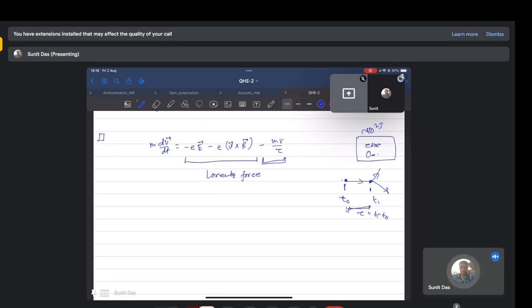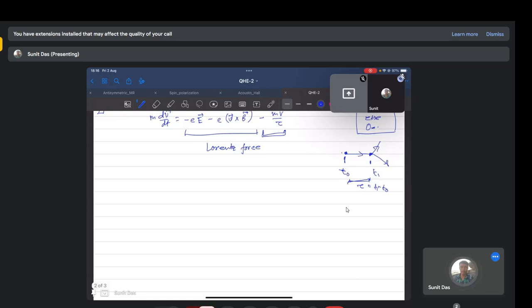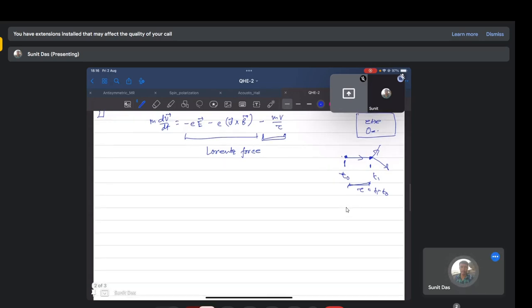Okay, so when we apply electric field and magnetic field, then initially electrons will get accelerated, and then they will also scatter with electrons and ions in the system, and then eventually there will be an equilibrium. So the system will reach an equilibrium situation where there will be no acceleration in the system. So in equilibrium dv/dt will be 0. So there is no net acceleration on the particles.